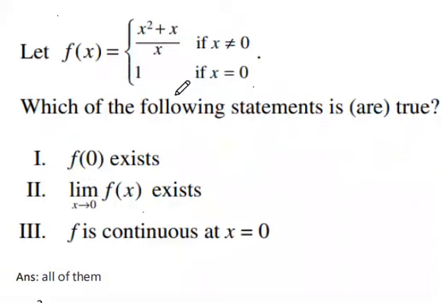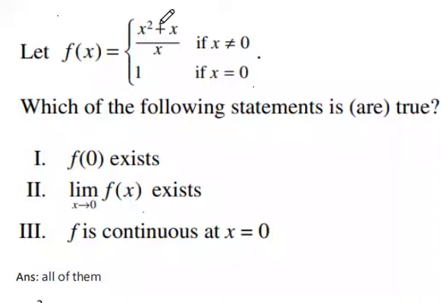Next one, here you are given the function f. So this part is for x not equal to 0. This part, when x is equal to 0, the function is defined as 1 here. So the value at x equal to 0, f of 0, is 1.